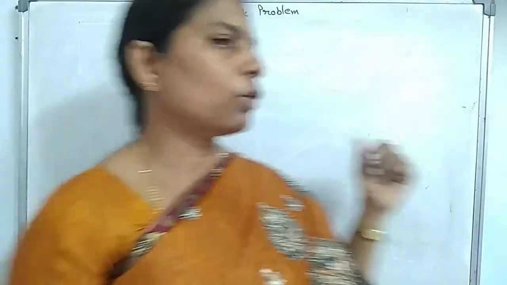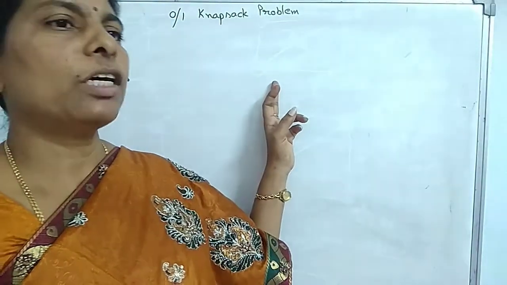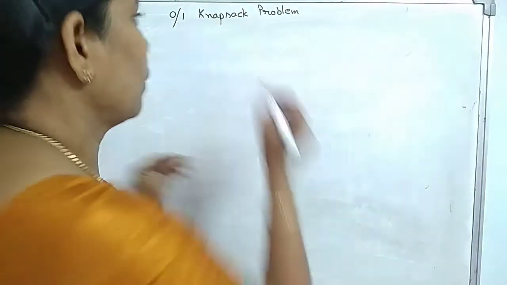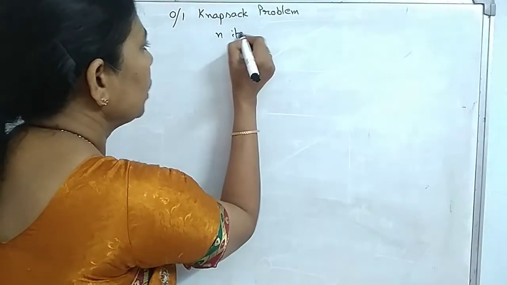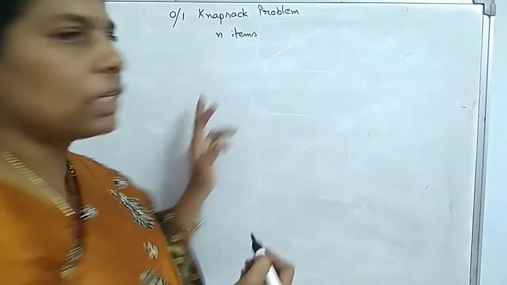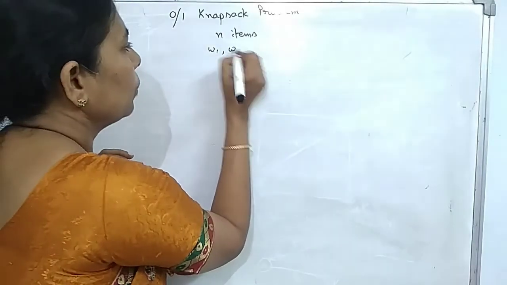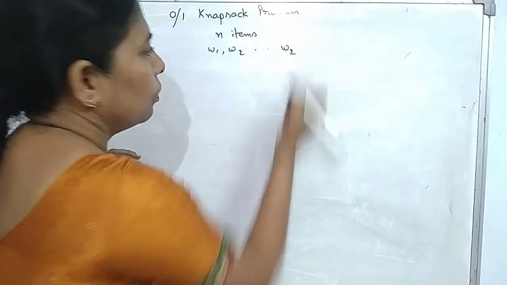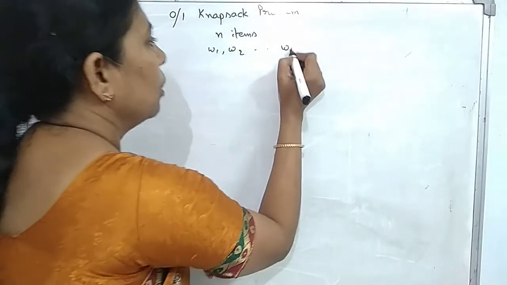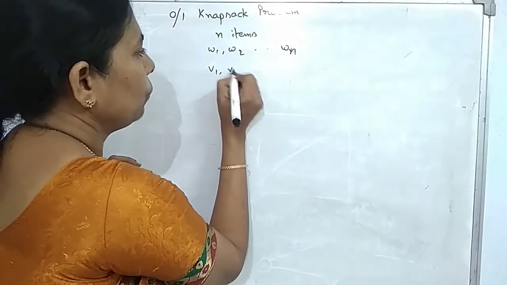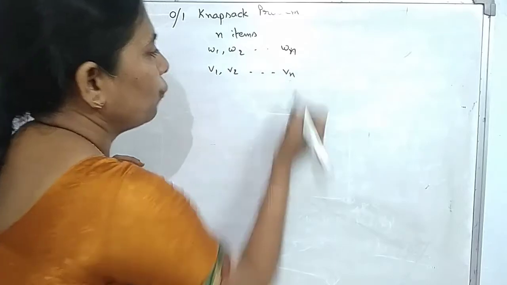Okay, now we will discuss the 0/1 knapsack problem. In that we have n items. Each of the n items has a weight. The weights come from W1, W2 to Wn. And each item also has a value: V1, V2 up to Vn.